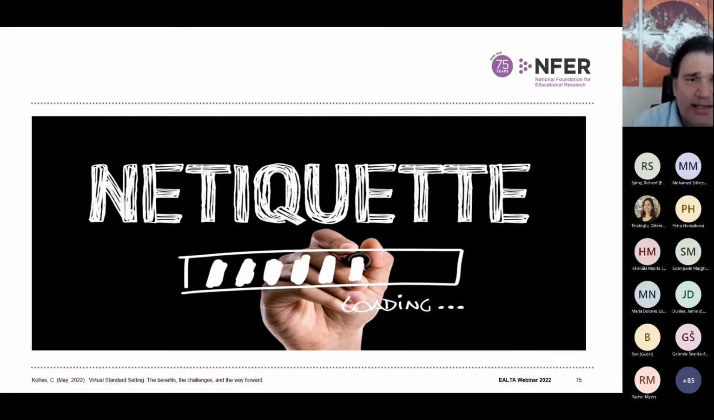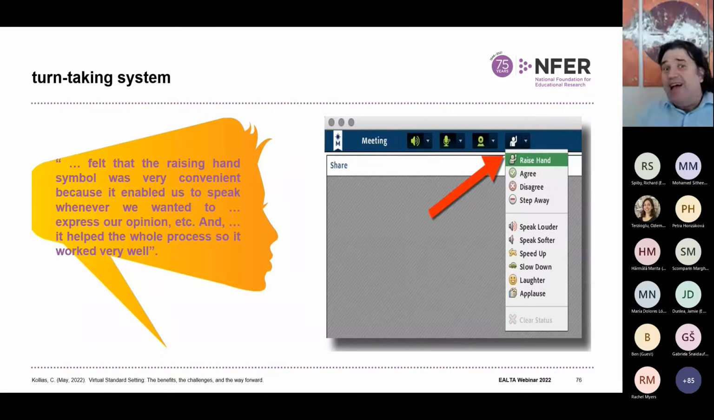Then we had netiquette. Now, I set rules from the onset, and I'll explain that coming up later. Okay, where you want to raise your hand, you got to raise your hand. You can use these buttons to agree, disagree. If you're going to leave for a couple of minutes, just press the step away, and it will show up as the person's not there. I mean, use the buttons.